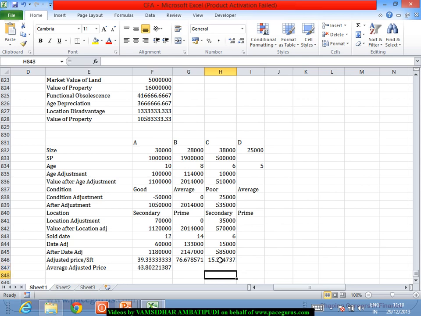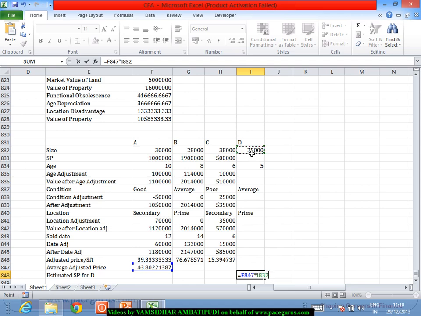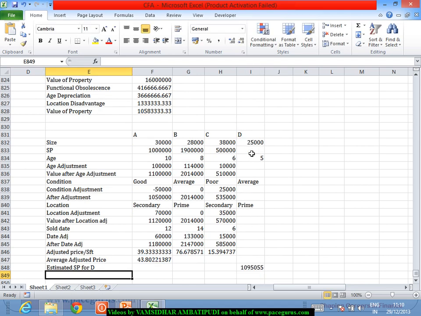Which means the estimated selling price for D, I can very well compute as this price per SFT multiplied by 25,000 SFT for this. So I can say that this property needs to be sold at 1.095 million using the sales comparison kind of approach. So this is how we identify the various comparable properties, and based on these particular numbers we try to arrive at finding the value of the property of our interest.